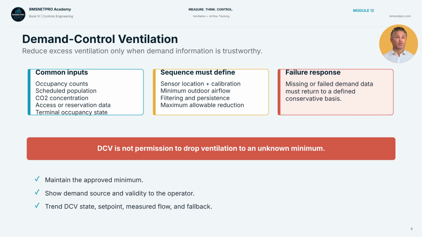Demand control ventilation adjusts outdoor airflow based on occupancy or a related signal. Inputs may include occupancy counts, scheduled population, carbon dioxide, access control data, room reservations, or terminal occupancy state. The sequence must define sensor location, calibration, minimum airflow, set point, persistence, filtering, failed sensor response, and maximum allowable reduction. If the demand signal is missing or suspect, the system should return to a defined conservative basis, not an unknown minimum.